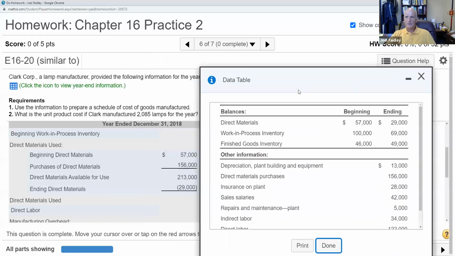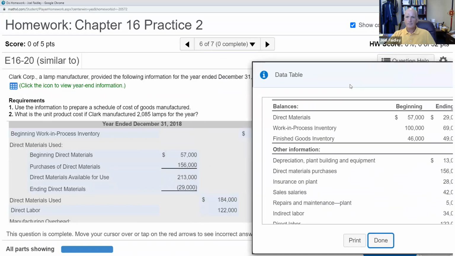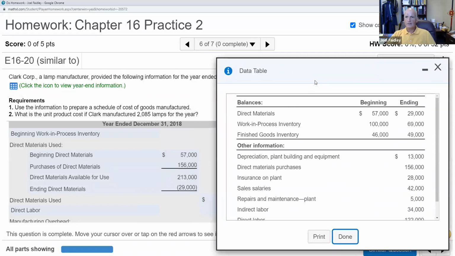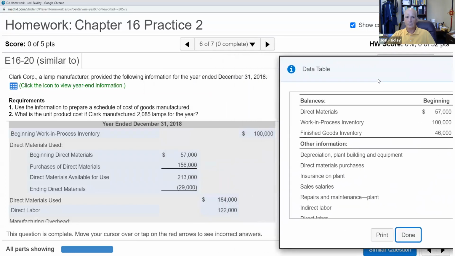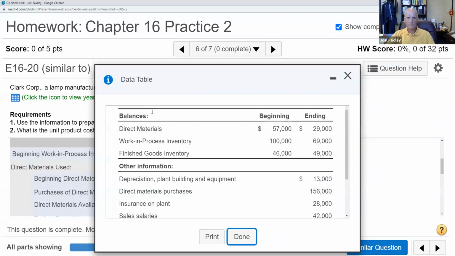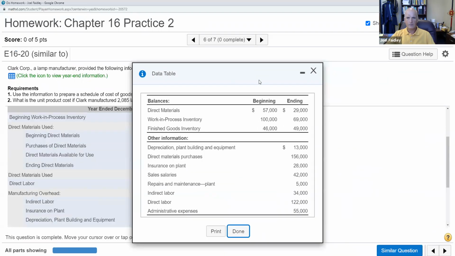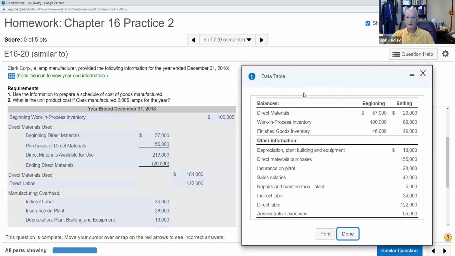A lot of information here. Beginning work in process, $100,000 right there. Let me get all this on one screen, maybe if I made it smaller. Yeah, that'll work. There we go, $100,000. So we're doing all three categories here. Direct materials, right? How much direct material did we use? Then our cost of goods manufactured, and then cost of goods sold. So these are like nested calculations within this.